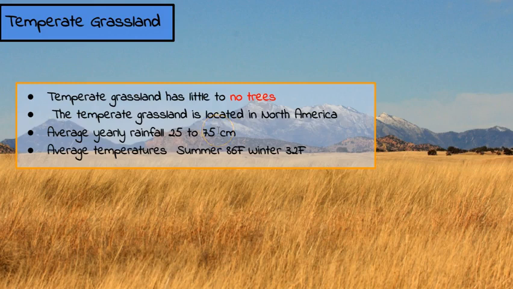Now, if you remember, this amount of rainfall is very close to what we get in our desert biomes. So we can assume that our temperate grasslands are going to be found near our desert biomes on a map. Also look at our average temperatures. So our average temperatures in the summer are going to be around 86 degrees Fahrenheit. And our average temperatures around the winter time are going to be around 32 degrees Fahrenheit. This is freezing temperatures. We can also look at our background back here, and this is a great depiction of a temperate grassland. It shows us that it is pretty flat with no trees and some very dry grasses.